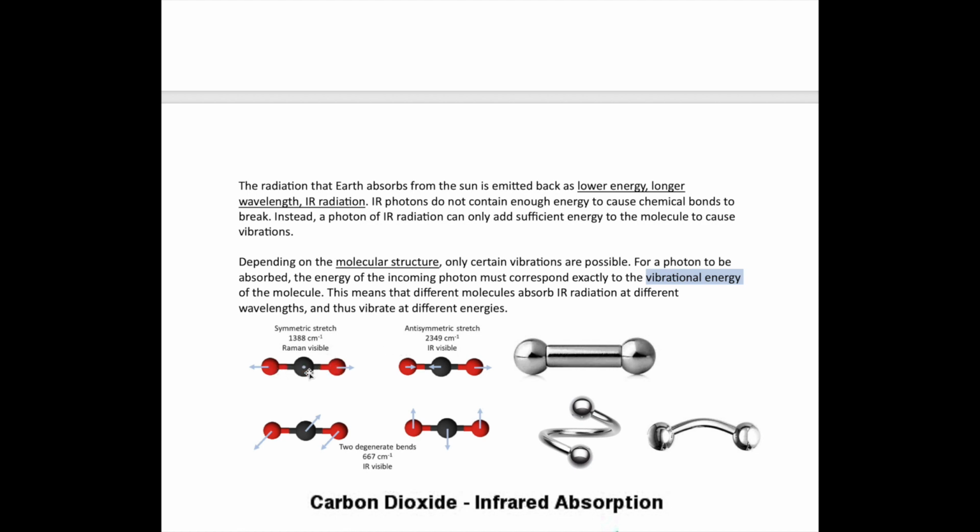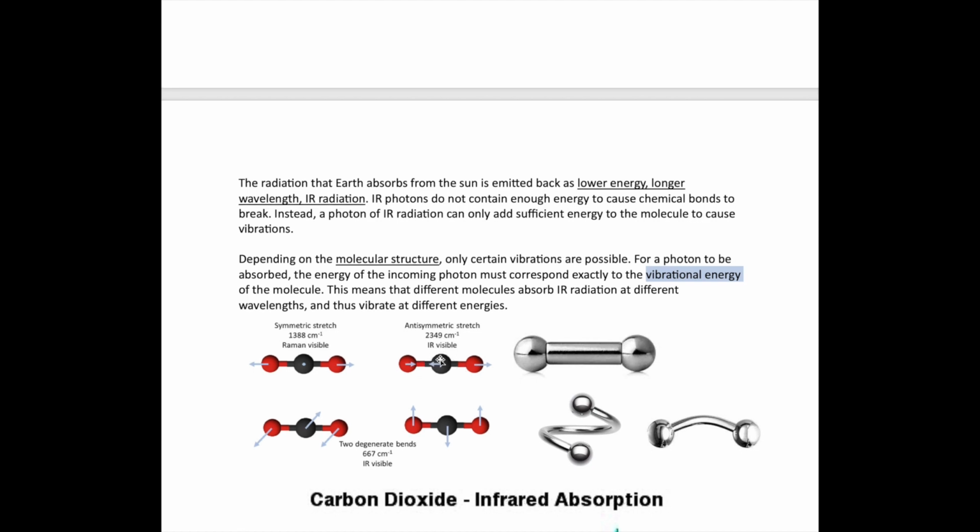There's a type where you can pull on both of the oxygens in opposite directions, and then there's another one where you push on both of the oxygens in the same direction. When you pull in opposite directions on the oxygens, that's called symmetric stretching, whereas when you're pushing in the same direction, that's called anti-symmetric stretching. Now, it turns out that only one of these vibrations has an energy that matches the wavelength of infrared radiation. So this anti-symmetric stretching is the one that can actually absorb heat emitted as infrared radiation.